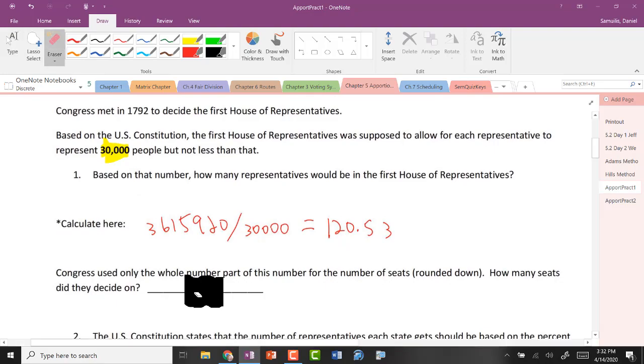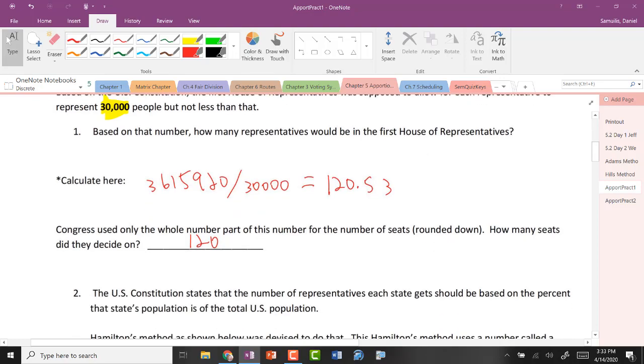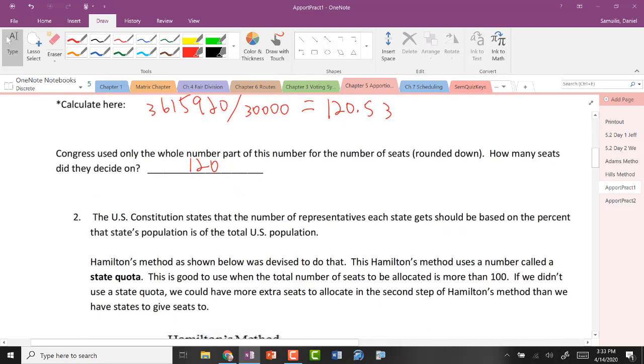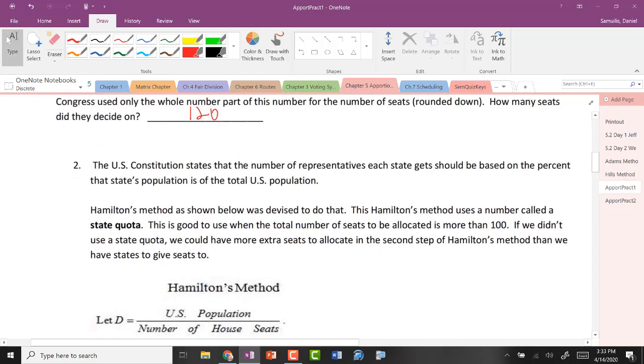You're going to hear that rounded down quite a bit. A lot of these methods round down, lop off the decimal, and just deal with the whole number part. But that's how they first tried to calculate the Hamilton method using a base number of 120 representatives spread out among the first 13 states. Right? And then they talk about the state quota. Again, I wasn't going to read about all of this.